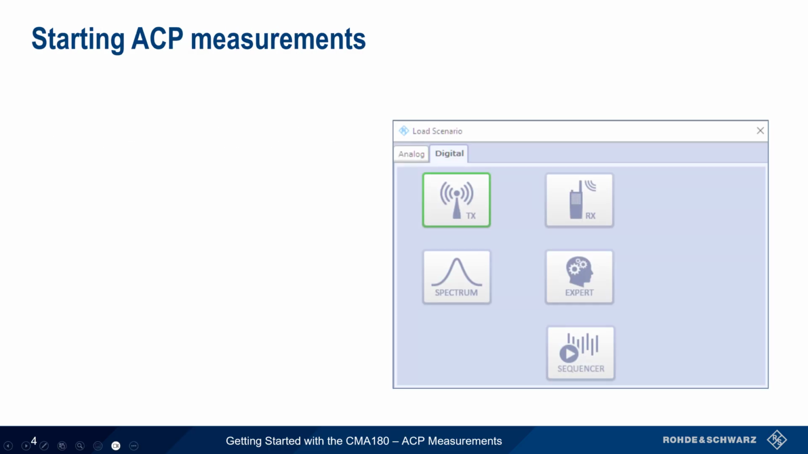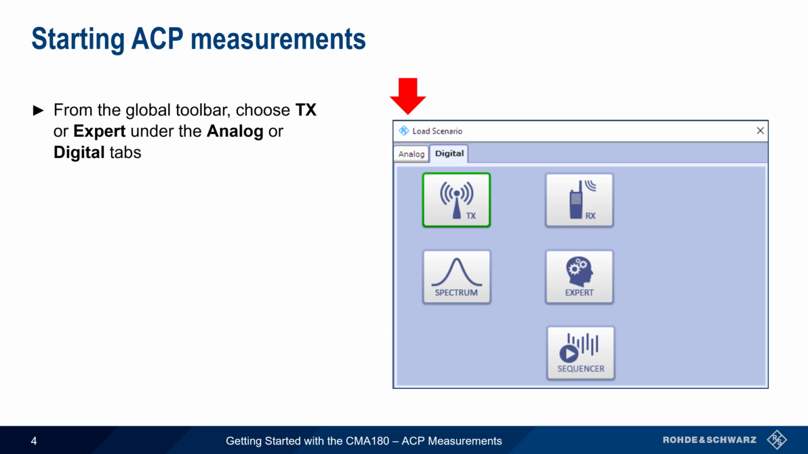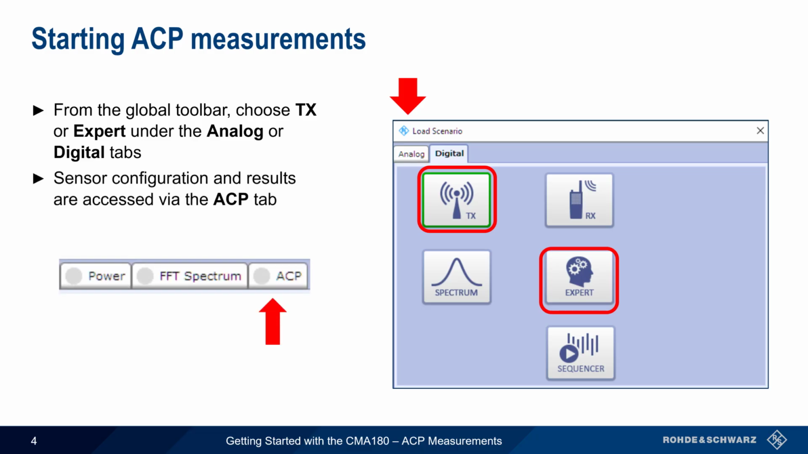ACP measurements are started by going to the global toolbar and then selecting either the TX or Expert scenario under the Analog or Digital tabs. The ACP configuration and results are then accessed via the ACP tab.